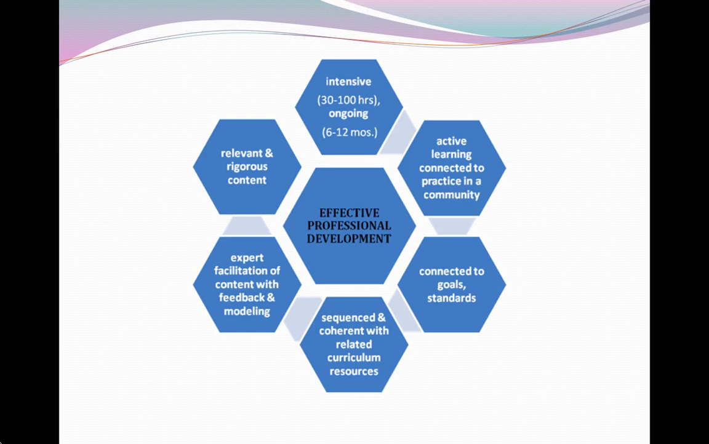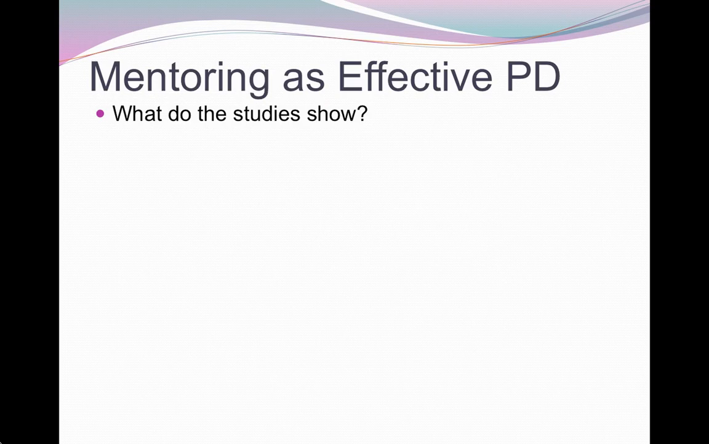In fact, we talked about some different modeling things at our staff meeting at the lab school. And then relevant and rigorous content. For the most part, if you participate with the student teachers and so forth, that relevant and rigorous content would most likely come from the classroom situation. Okay? All right. Effective mentoring, or mentoring as effective professional development.